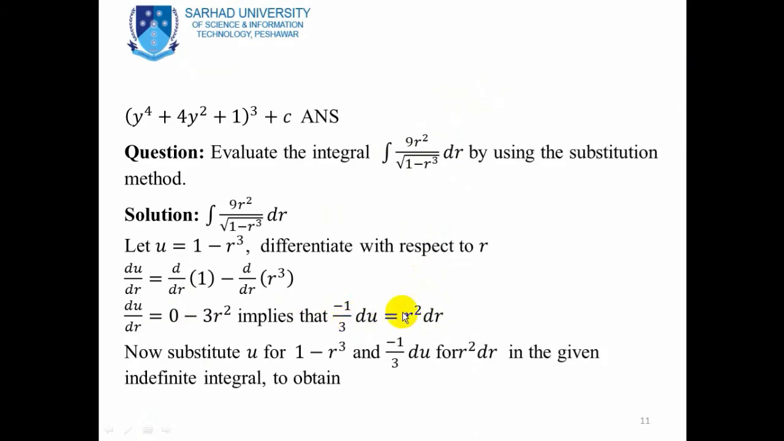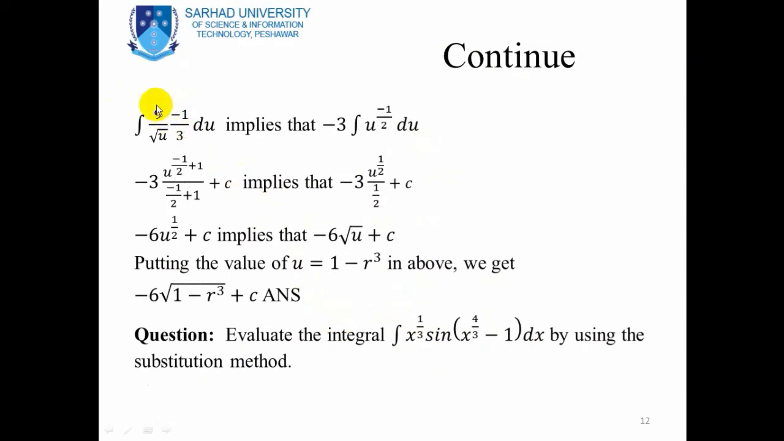So the remaining part of the function which is in r is converted to the new terms which contain u. Now substitute u for 1 minus r cube and minus 1 over 3 du for r square dr in the given problem. Like you see over here, we put 1 over square root of u, and r square into dr replaced by minus 1 over 3 into du. Integration of 9 divided by square root of u into minus 1 over 3 into du.